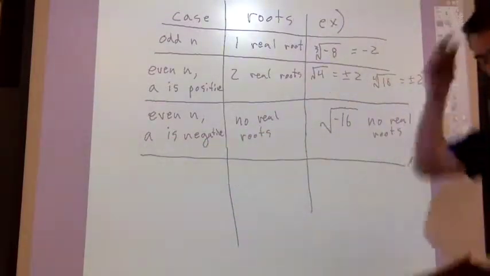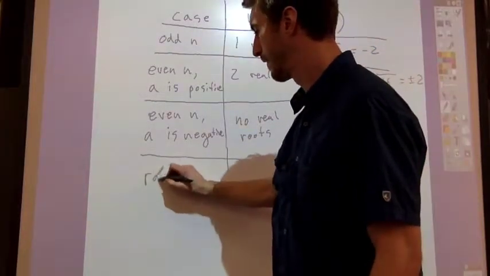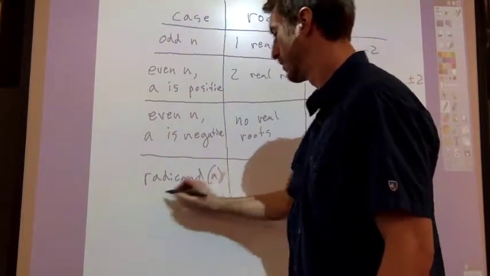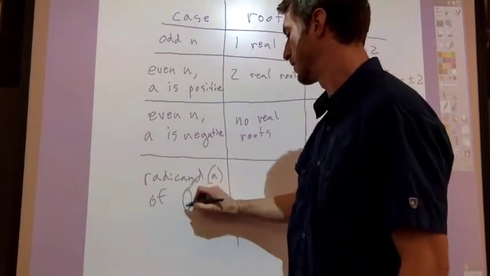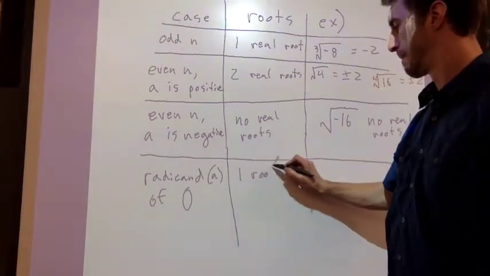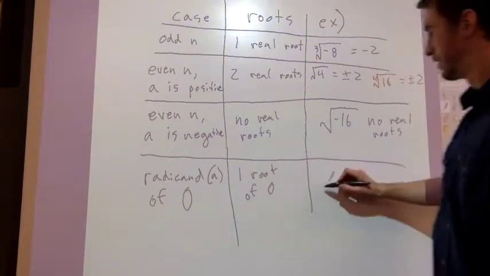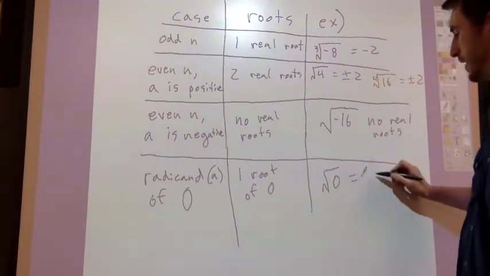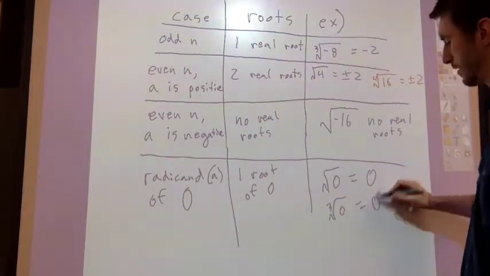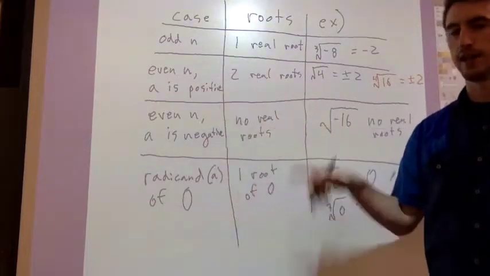And then the last case is if you have a radicand, or A, of 0. In that case, you're going to have one root, but it's going to be 0. Example is if you take the square root of 0, you get 0. If you take the third root of 0, you get 0. Okay, those are the different cases.